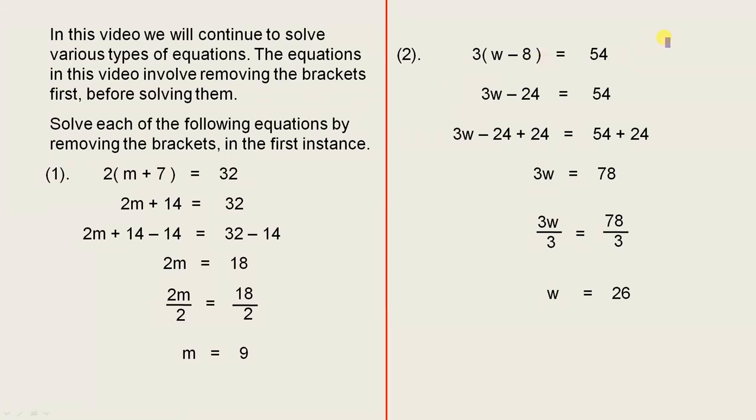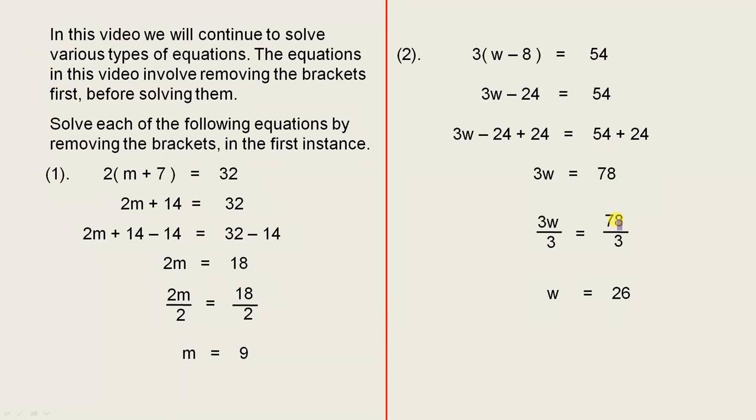Number 2, 3 outside of w minus 8 equals 54. 3w minus 24 equals 54, because 3 times w is 3w. 3 8s are 24, and that's a minus sign. Because that's a minus sign, we add 24 to both sides. We've done that here. The 24s cancel to give us 3w, and we add those two together to get 78.